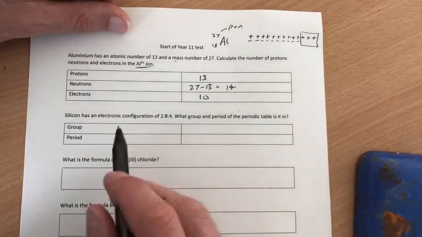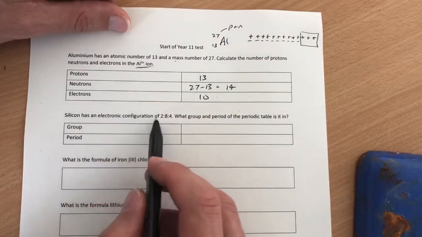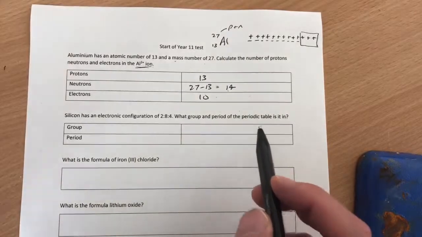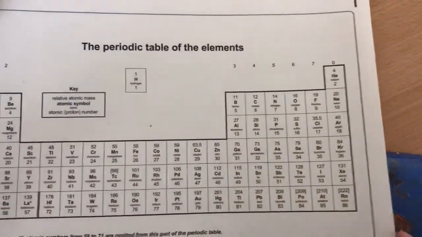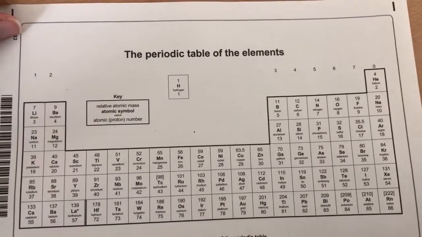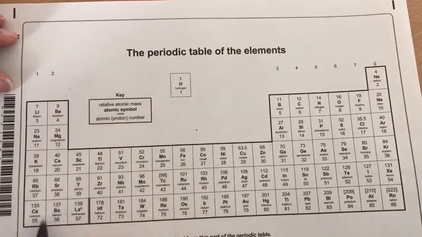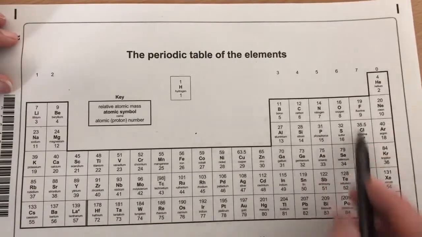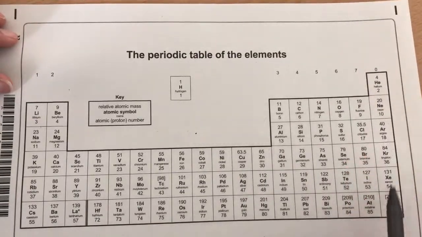Don't fall for it. Silicon has an electronic configuration of 2,8,4. What group and period of the periodic table is it in? So, periodic table. What you need to remember, of course, is that groups go down. This is group 1, group 2, group 3, group 4, 5, 6, 7, and it's not 8, it's called group 0. I always say because they react with nothing, so it's group 0.